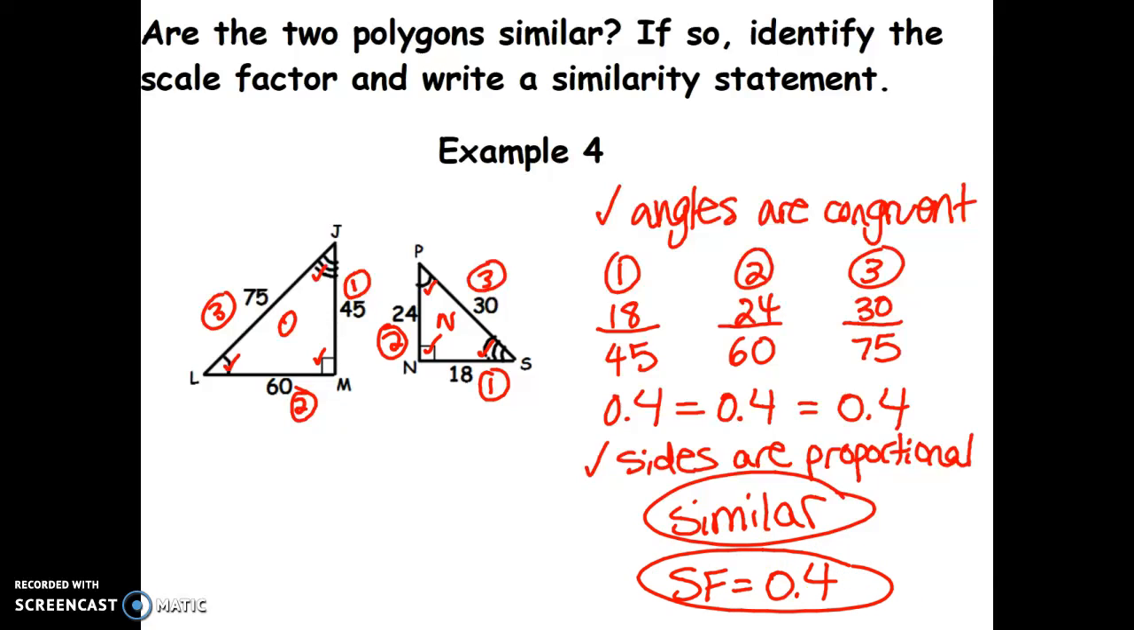And finally, we just need to write our similarity statement. So triangle, here's 1. And if we already have 1 and 3, that means that we can say that this one is 2, right? So we have 1, 2, 3. LMJ is similar to triangle 1, 2, 3, PNS.